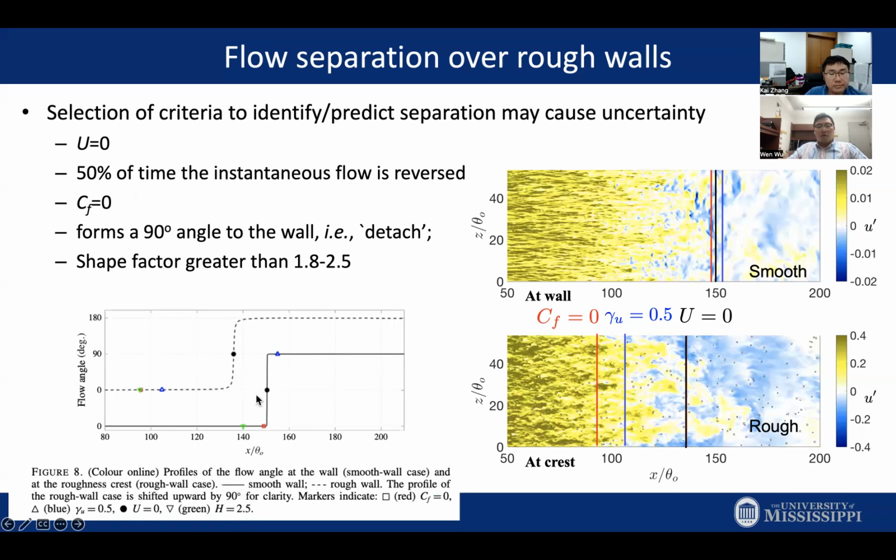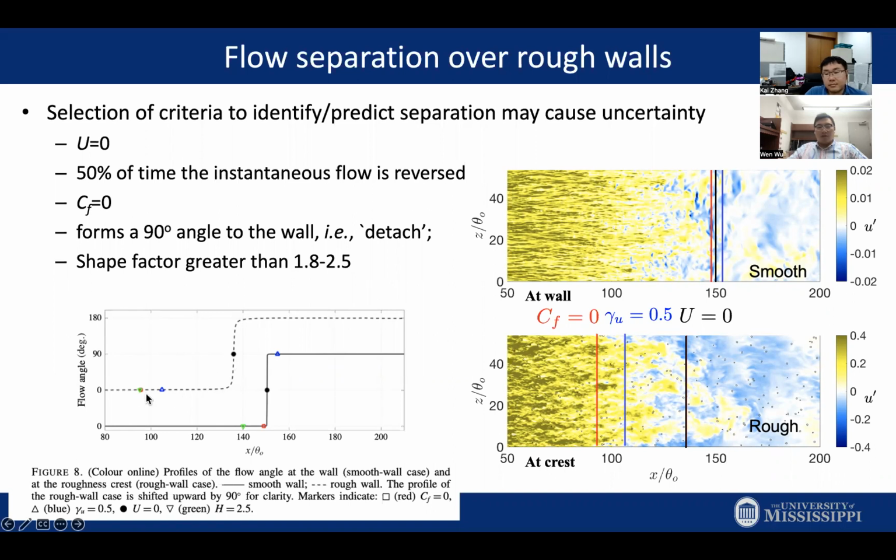This is for the smooth wall and this is for the rough wall. What you can see is all these criteria agree with each other for the smooth wall. So if you use any of them to predict when the flow separation occurs, you pretty much get a reliable prediction. But for the rough wall, it's not.